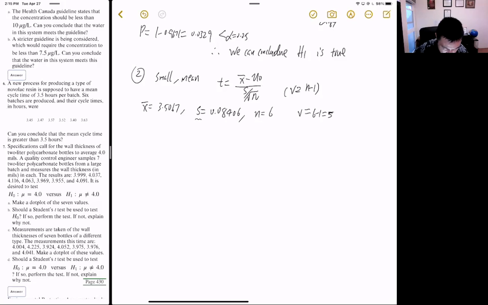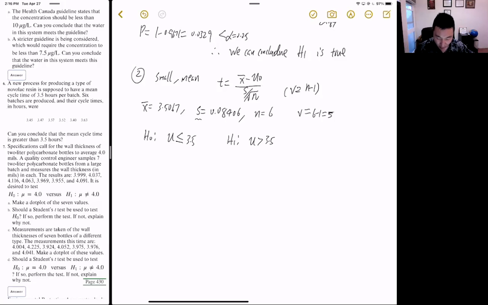Okay, then set up H0 and H1. So can you conclude that the mean cycle time is greater than 3.5? So greater than 3.5 will be H1. So mu greater than 3.5 is H1. H0 will be mu less than or equal to 3.5.